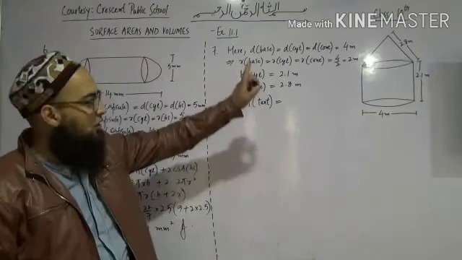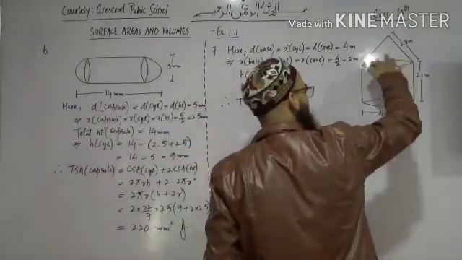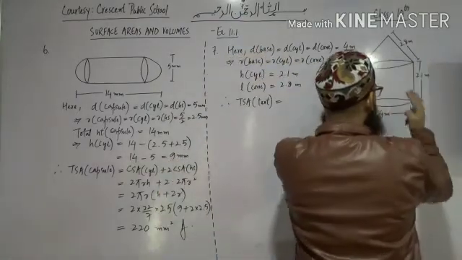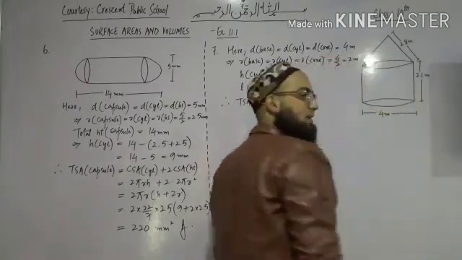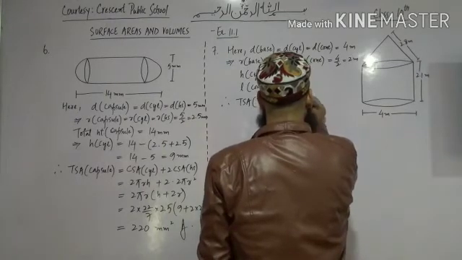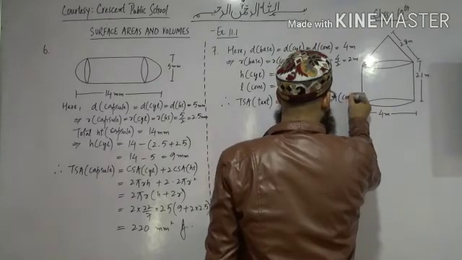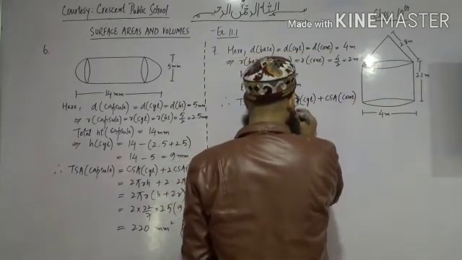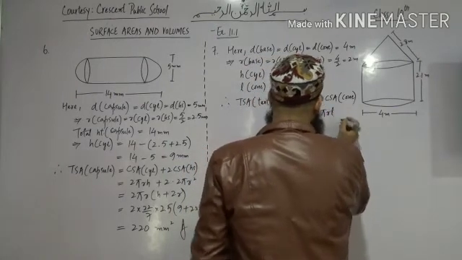Now the total surface area of the tent, because you will not consider the base, the tent is like this without the base. So this circle is not included, neither is this circle. So the total surface area of the tent is equal to the curved surface area of the cylinder plus the curved surface area of the cone. Now the curved surface area of the cylinder is 2 pi r h, plus the curved surface area of the cone is pi r l.